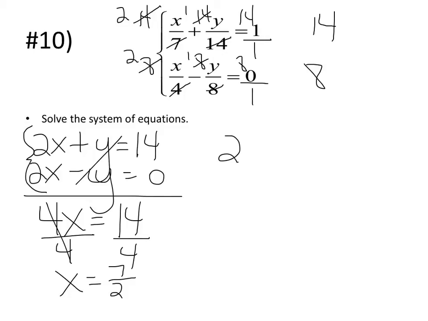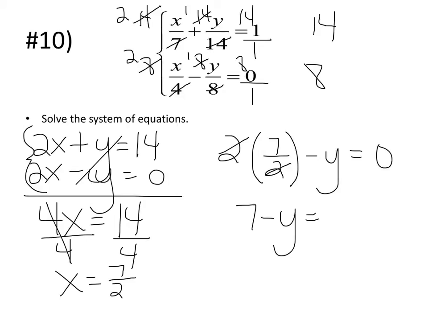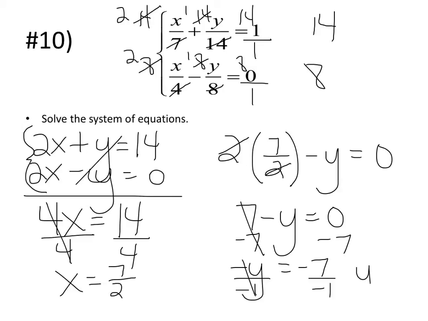So let's do 2 times 7/2 minus y equals 0. These 2's cancel, so 7 minus y equals 0. Subtract 7 from both sides, you get negative y equals negative 7. Divide both sides by negative 1, you get y equals positive 7. So your answer is (7/2, 7).